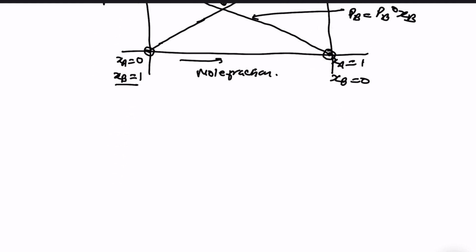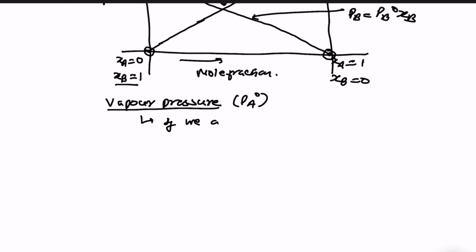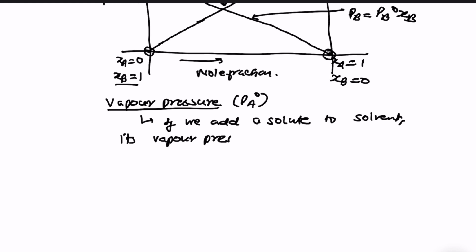Now one thing before I go ahead, see vapor pressure. It is always observed that the vapor pressure of the pure solvent will be more if we add a solute to it. Whenever we add a solute to a solvent, vapor pressure always decreases. Do remember, vapor pressure decreases.